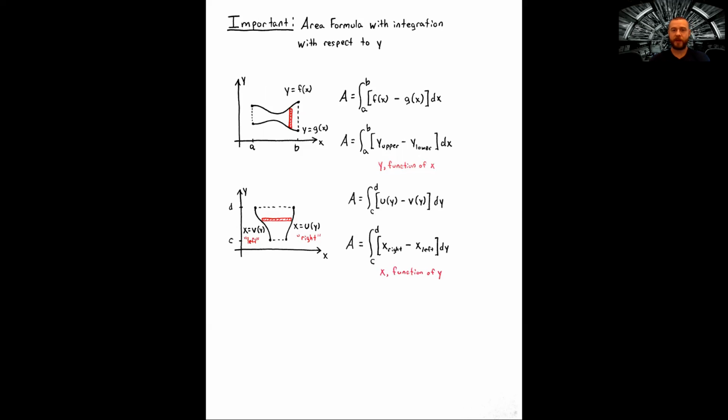So the first way that we introduced this was where we had the curves y as functions of x. We ended up with the end result that the area is the upper function minus the lower function. So we wrote that as the integral of y upper minus y lower, where we interpret y as some function of x.